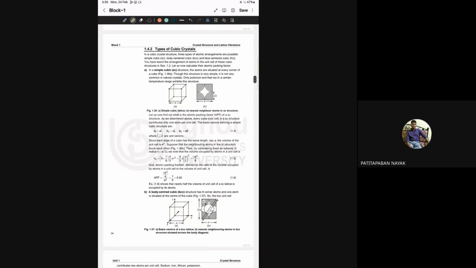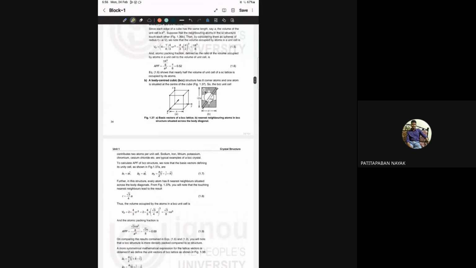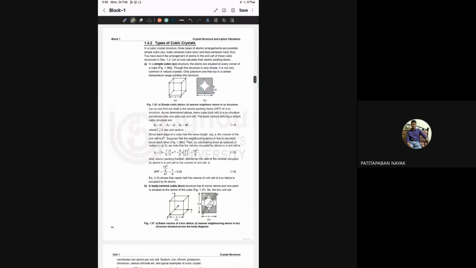Coming to different types of cubic crystal, just a few minutes back somebody asked, is it simple cubic? Yes, we'll now focus more on the cubic crystal types. Cubic crystals have three types: simple cubic, which is primitive, body-centered cubic, and face-centered cubic. I'll take a pause here and go back to the book. There are very nice pictures. I'll try to take some pictures from there and explain.